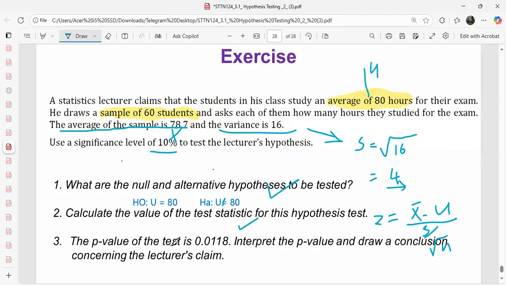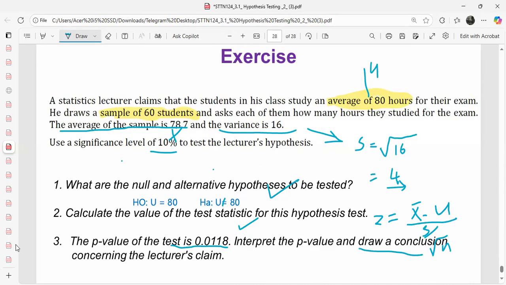So now you're given the p-value as 0.0118, and also you're given the level of significance. Between 0.0118 and 0.1, we can see that the bigger one is the level of significance. Therefore, we reject the null hypothesis at that level of significance. Then you can draw a conclusion. When we reject, we can conclude that there is enough proof or enough evidence. So that's how you do it.